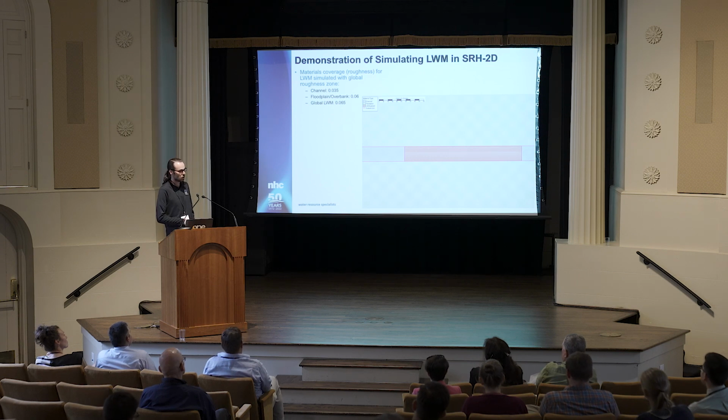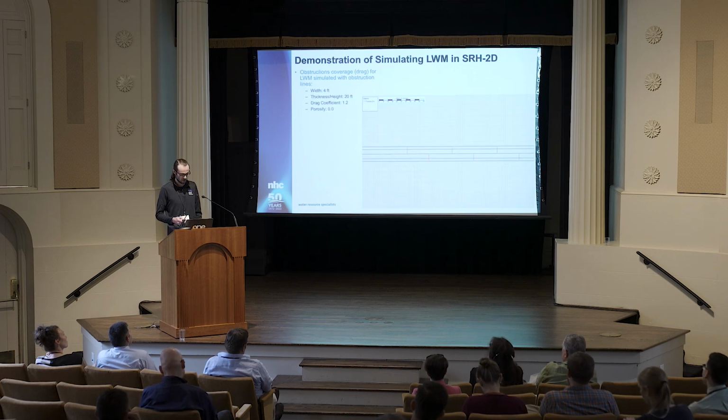So here's an example of the global N value increase. So just this entire area was bumped up. You can see here 0.065 in this case.